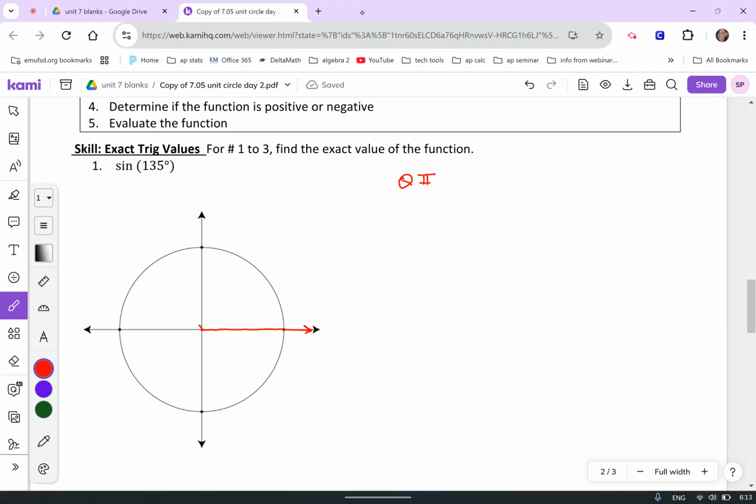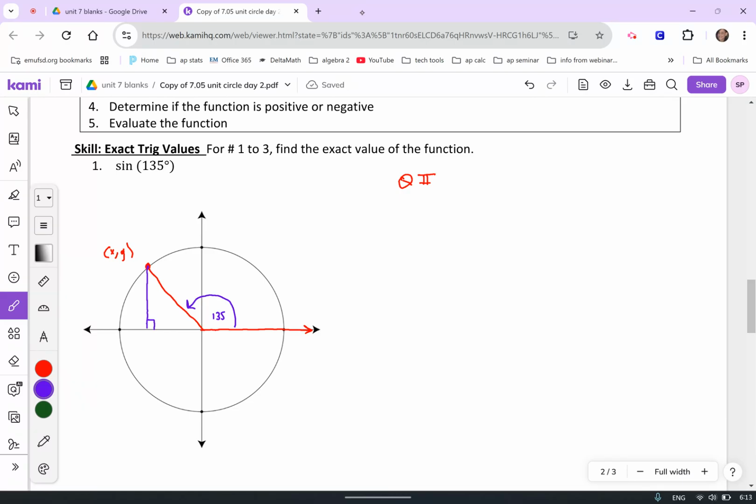And so you graph the terminal side in quadrant 2, and it connects to the circle at that point, and we're going to call that point x comma y. And then we're going to draw a perpendicular line down and form that right triangle. So this angle here is 135.